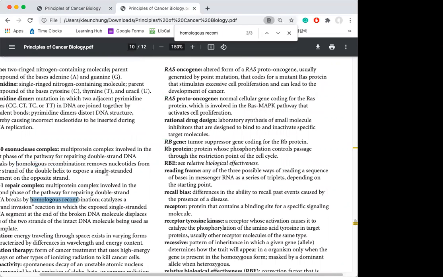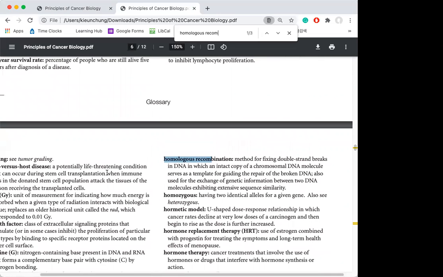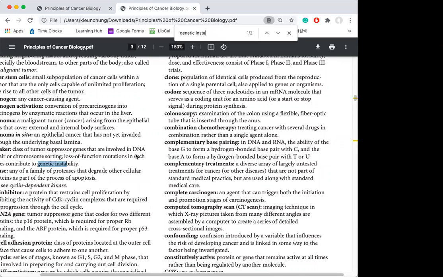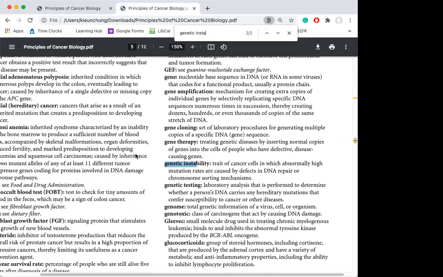Homologous recombination. Method of fixing a double-strand break in DNA, in which an intact copy of the chromosomal DNA molecule serves as a template for guiding the repair of the broken DNA. Also used for the exchange of genetic information between DNA molecules exhibiting extensive sequence similarities. Genetic instability. Trait of cancer cells in which abnormally high mutation rates are caused by defects in DNA repair or chromosome sorting mechanisms.